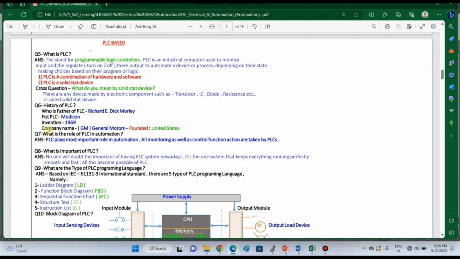Easily observe what is the role of PLC in industrial automation. So PLC plays the most important role in automation because without PLC we cannot run any plant or any work. Automation means all monitoring as well as control functions are taken by the PLCs. So how can we monitor from the PLC? We know SCADA. With the help of SCADA, we can monitor the plant, and we can control the plant with the help of PLC. For monitoring purpose we require SCADA, and for controlling purpose we require PLC in industry.